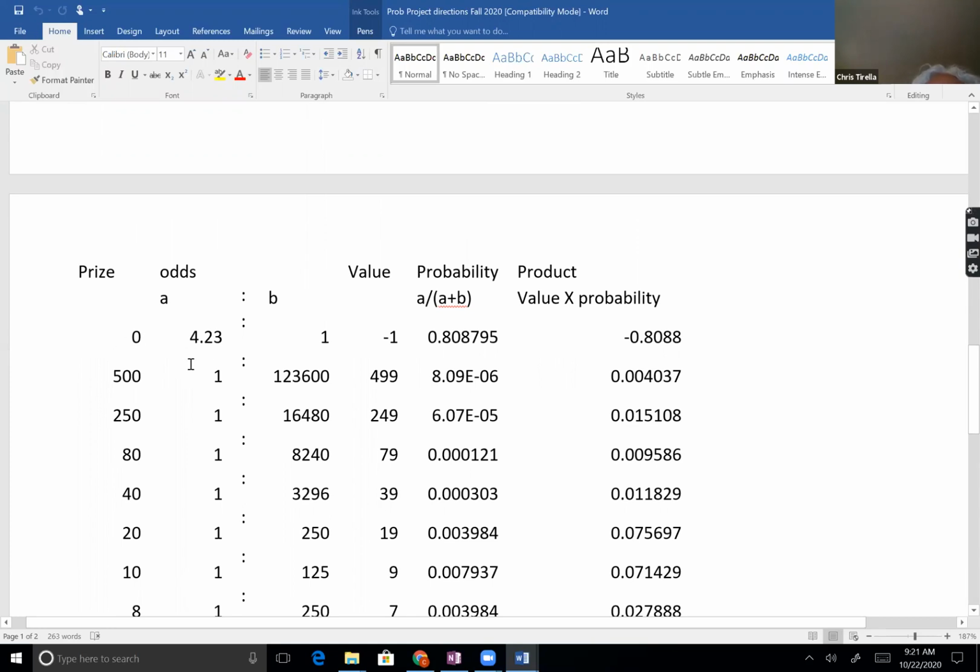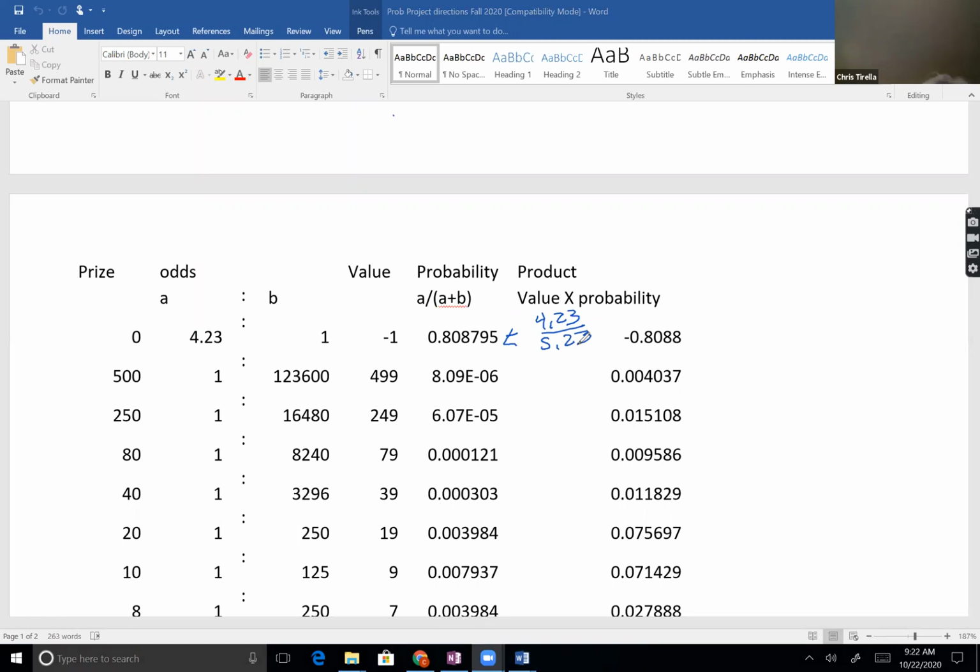The odds of winning was 1 to 4.23, so the odds of losing is 4.23 to 1. The value is -1. Remember, the probability is the first number over the sum of the two. So this came from 4.23 over, if I add 1 to that, 5.23.